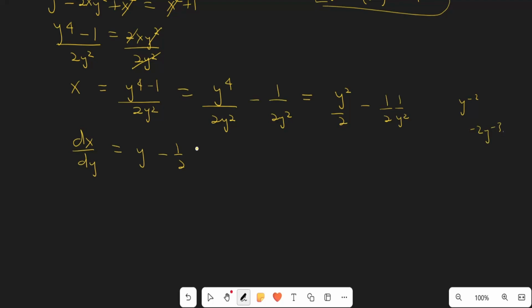So that is going to be negative 2 all over y raised to the power 3. And this one is equal to what? Negative negative becomes plus, and then 2 cancels 2, that is 1 all over y raised to the power 3. So that implies that dx is going to be equal to y plus 1 all over y cubed, all this 1 times dy.